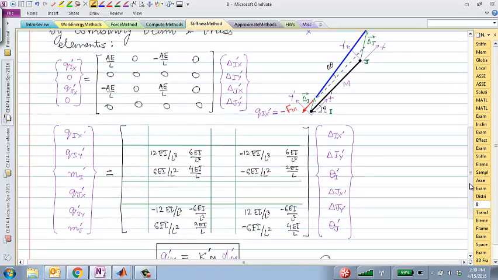All that it means is that I'll be adding AE over L here, minus AE over L here, minus AE over L here, AE over L here, and all the other entries in this are 0, because we are assuming that the axial response of a beam is not coupled or is not affected by the bending response of this beam. And let me ask you this.